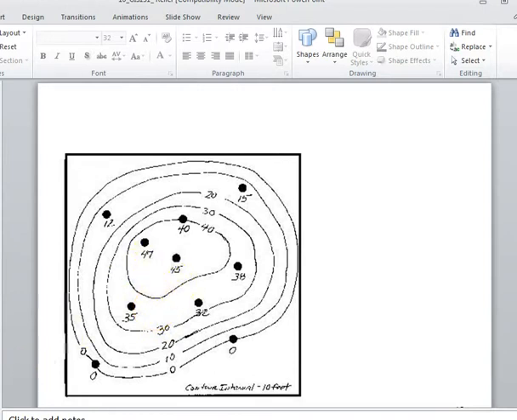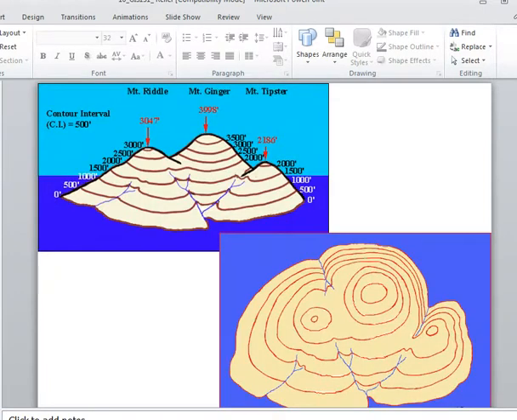So if you look at it in a little 2D sketch, the contour interval for this is 500 feet. Here I am on this island at sea level, right down here, and the first contour line is 500 feet above sea level, then 1,000 feet, 1,500 feet above sea level, all the way to the top line, which is 3,000 feet above sea level.